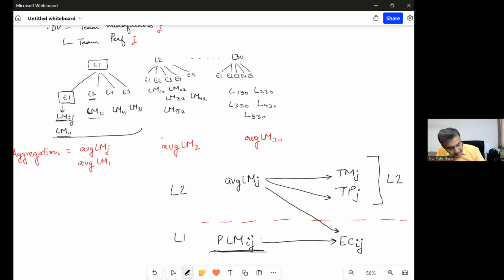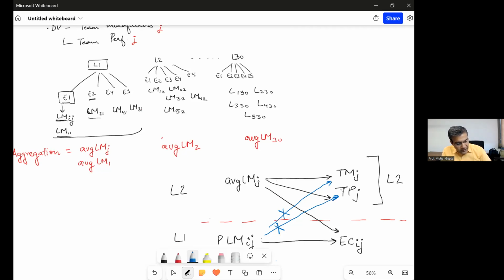But to say that, let me choose a different color. To say that a lower level variable can impact team performance and can impact team mindfulness, this is something that we don't model. Because theoretically, to say that one perception can impact overall team mindfulness or overall team performance is not very intuitive, and also mathematically, the way these techniques have been developed, we don't model L1 impacting L2.